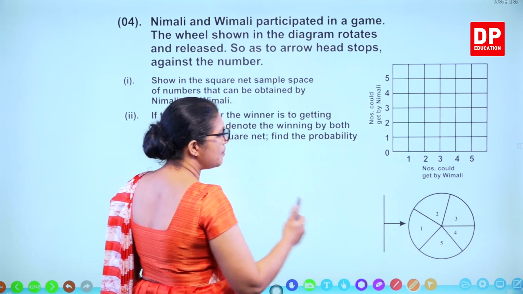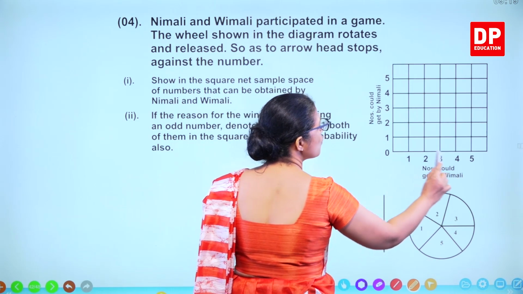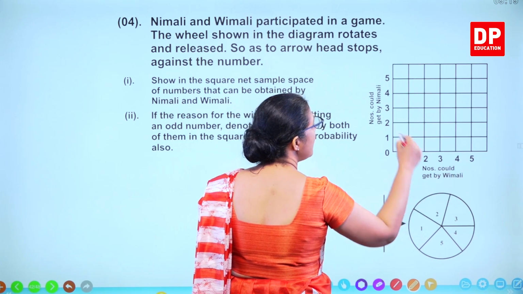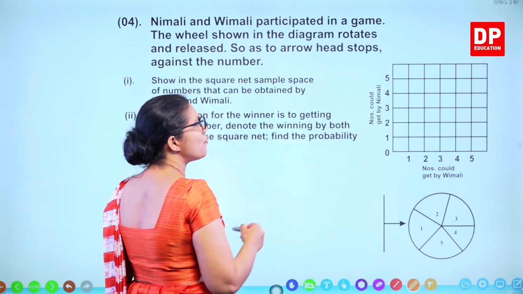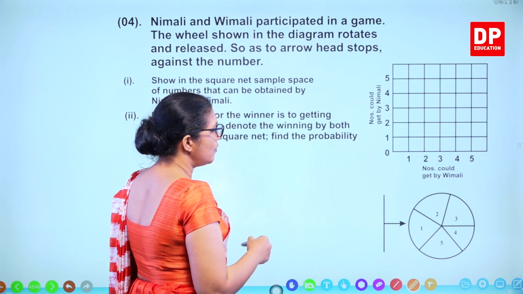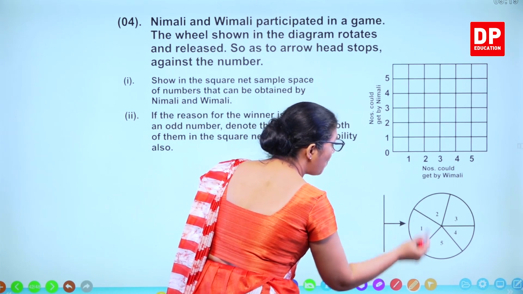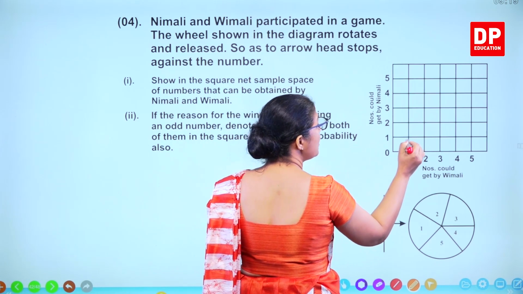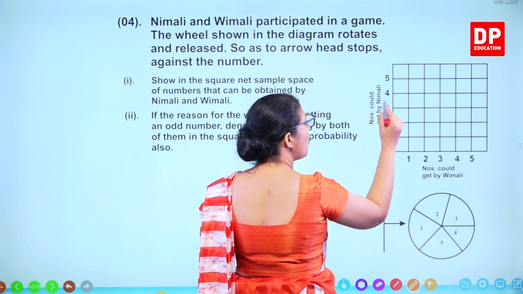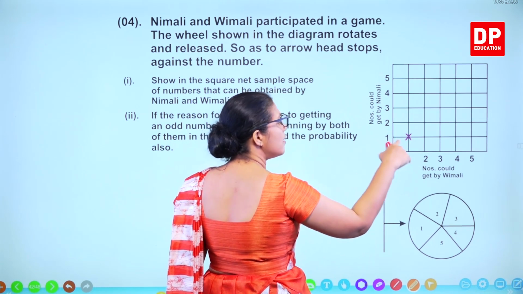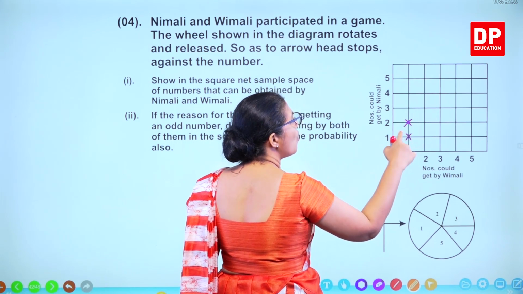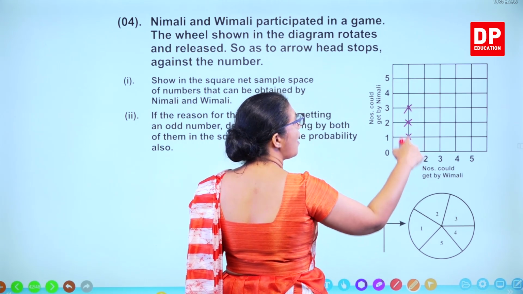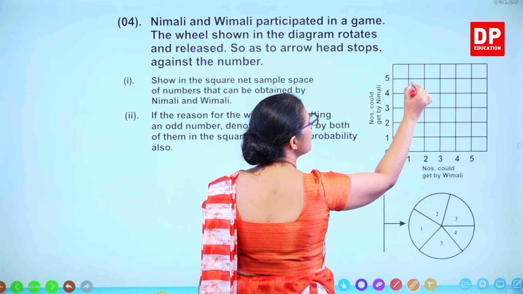So what are the possibilities? You can get 1 to 5, so 1 to 5 for Vimali as well as 1 to 5 for Nimali. So what are the possibilities? Vimali can get 1. Nimali also can get 1, 1 with 2, 1 with 3, 1 with 4, 1 with 5.